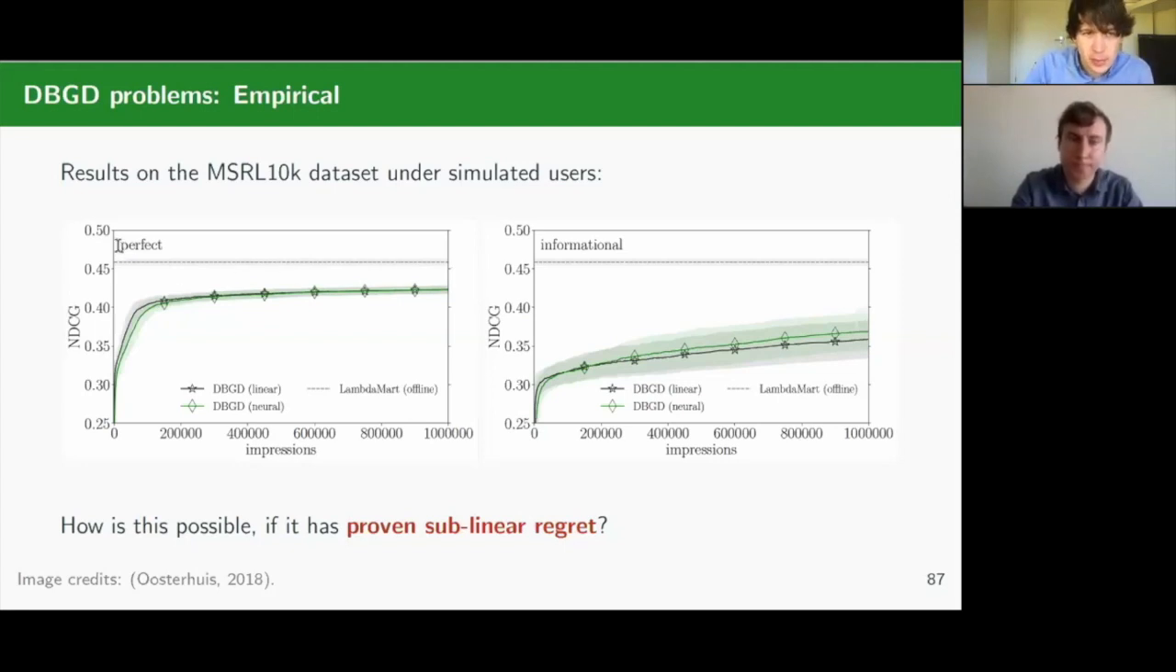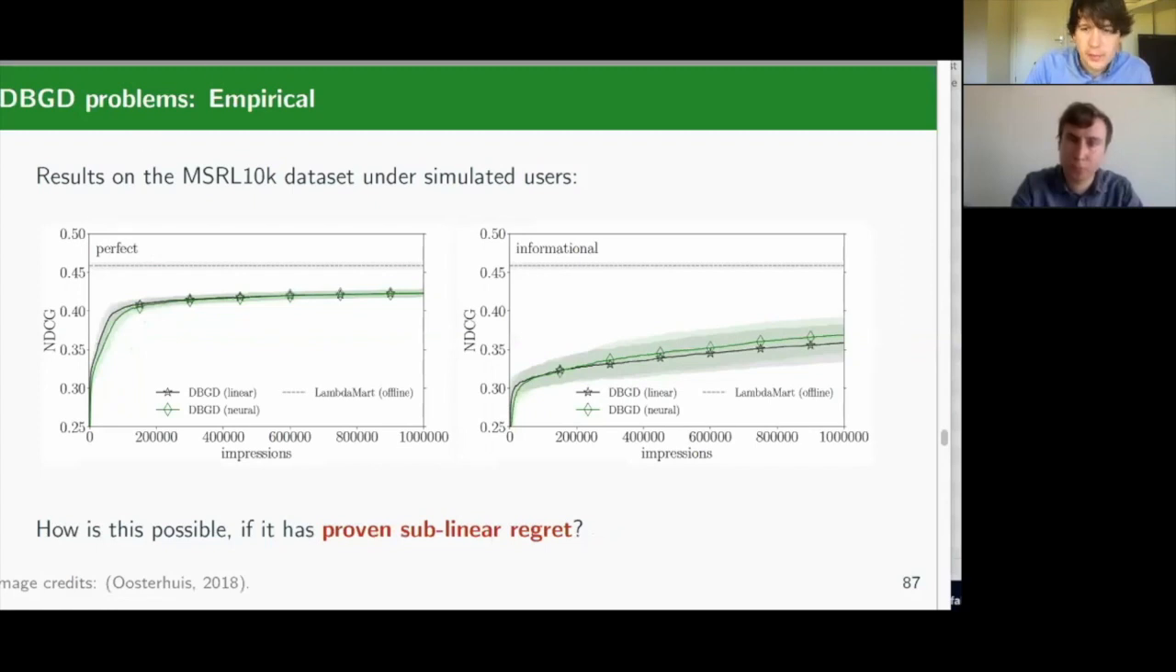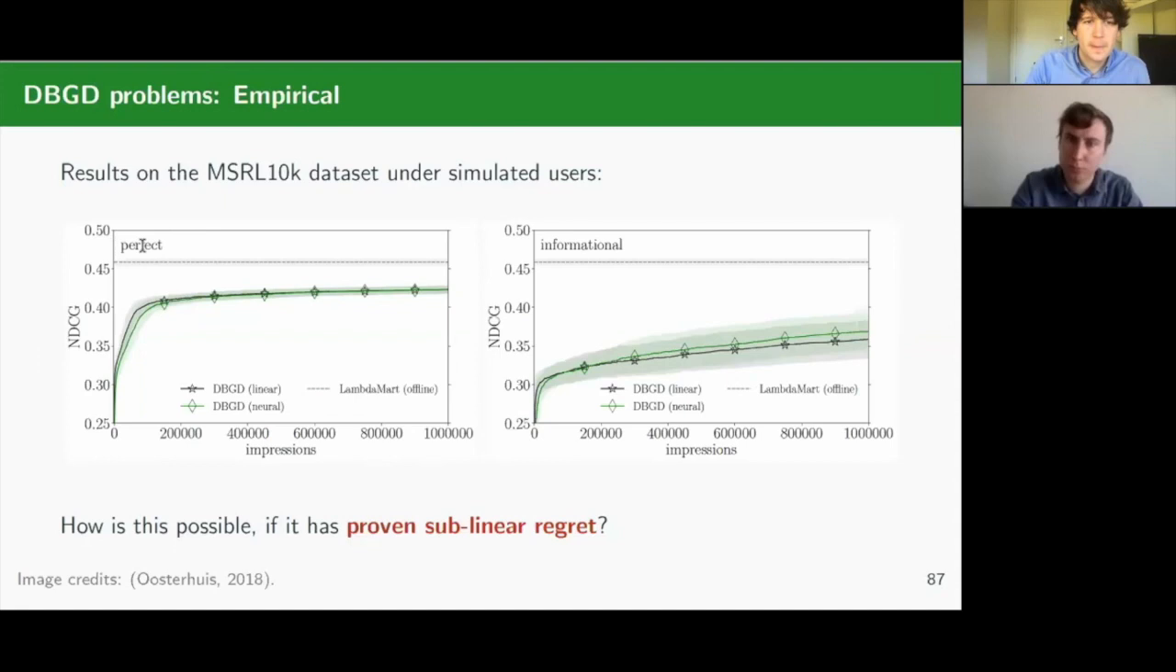And this is a perfect setting, right? This is the ideal user circumstances. There's no noise, there's no position bias. This is really a toy example. And still it's not getting this right, which means that something is really wrong. Another thing that we see here is that if we compare the linear and a neural model, there seems to be no advantage in using a neural model. This goes against a lot that we know from supervised learning to rank. So there's really something wrong here. And this is especially jarring since we have a proven sublinear regret, right? It should continue to improve.